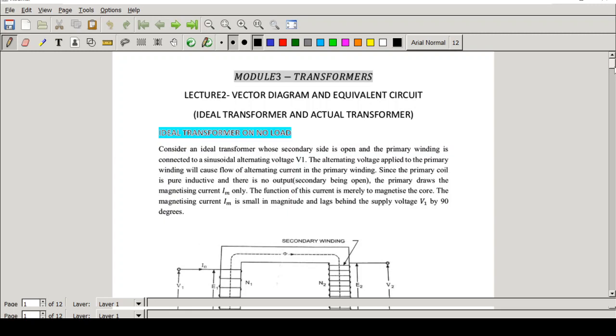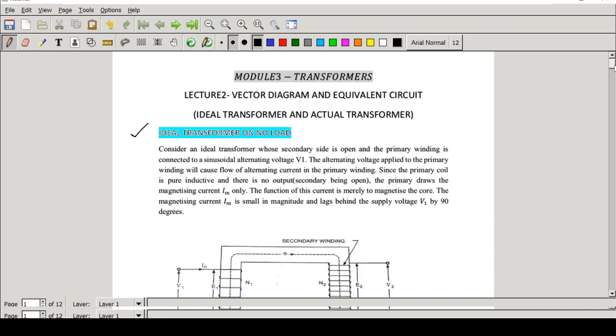So how is a vector quantity different from a scalar quantity? In a scalar quantity, we consider only the magnitude, whereas in the case of vector quantities, we have to consider both magnitude as well as direction. Okay, so the first case which we are discussing is the ideal transformer.